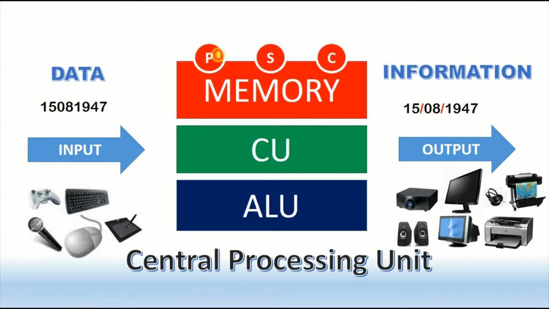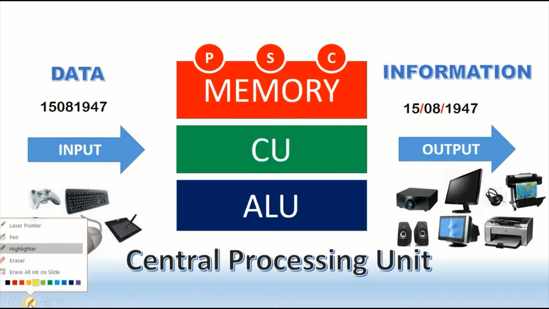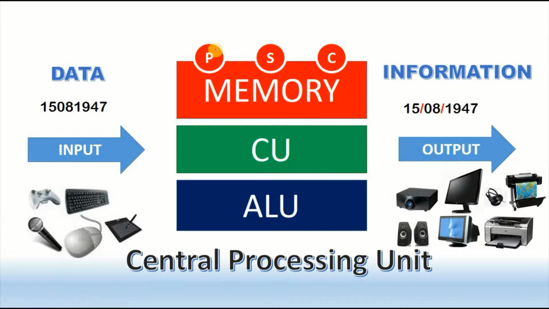Here we declare the P, that means it is the primary memory, and I use the pen here, it's primary memory, and this is secondary memory, and this is cache memory. Okay, so what is primary memory, secondary memory, and cache memory? We explain in the next slide.